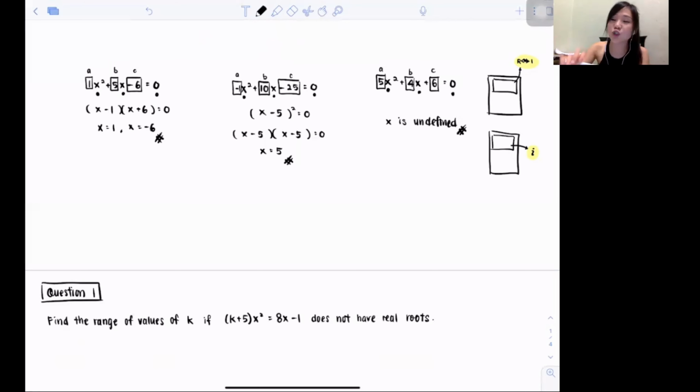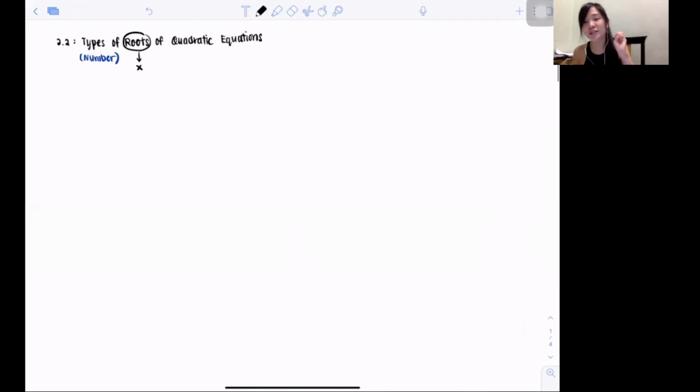So after these 3 examples, do you realize? When we talk about type of roots, just now I already told you, type of roots means number of roots, like how many x you have, right? So do you realize this one has 2 x, this one has 1 x, this one has no x. This exactly tells you that type of roots has 3 types. So now let's come back up. So type of roots actually has 3 types.